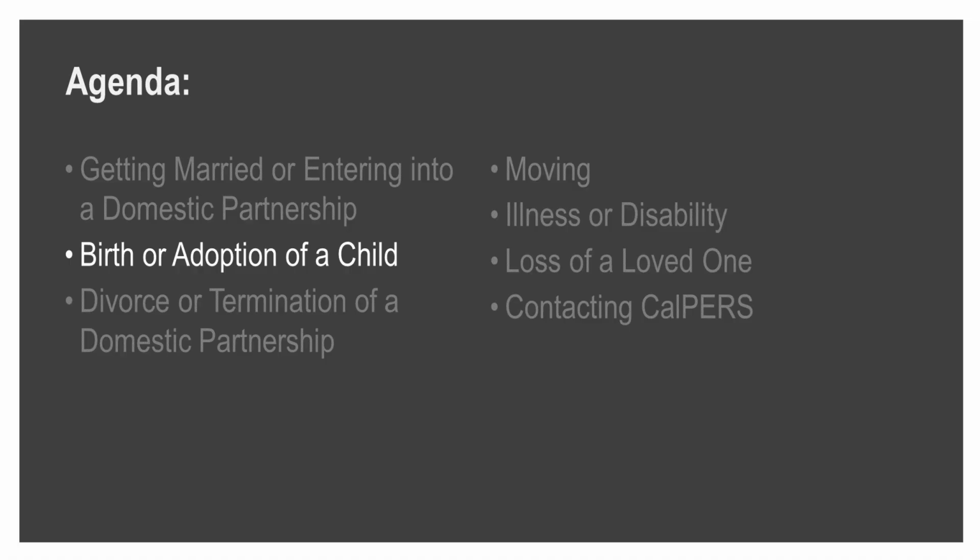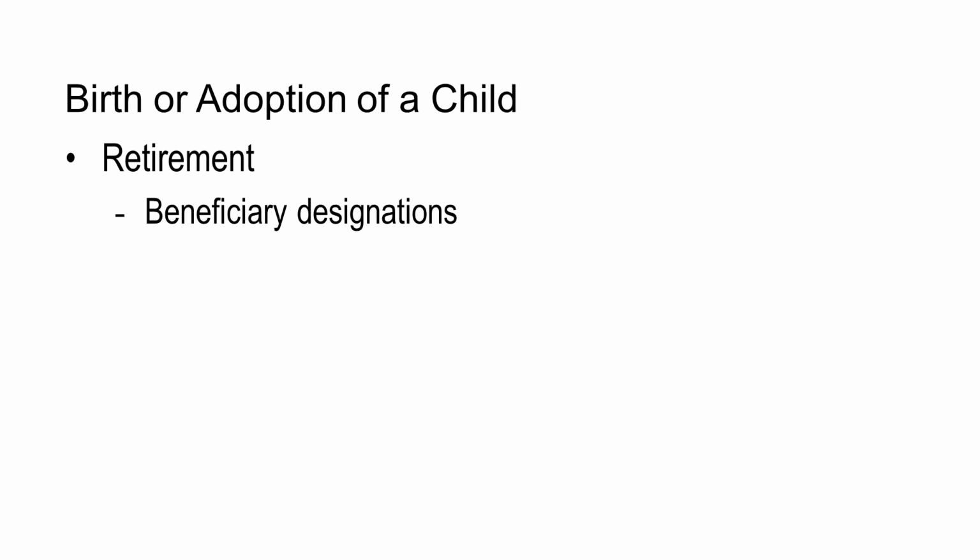Next on the agenda is the birth or adoption of a child. As with a new marriage or domestic partnership, the birth or adoption of a child also revokes a beneficiary designation you may have on file with CalPERS. And again, there are separate beneficiary designation forms for active and retired members, so be sure you use the correct form.